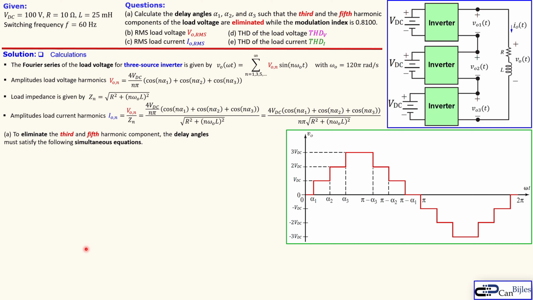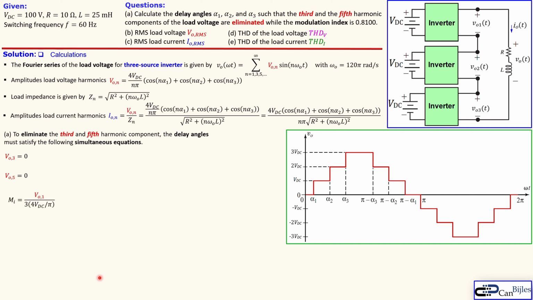But let's now also look in great detail at what we need to do for the third and the fifth harmonic component elimination. We need to eliminate those two harmonics from our load voltage and consequently from our load current. So we need to set the third harmonic of the voltage to 0 and also the fifth harmonic of our load voltage to 0. This is from this formula of the load voltage harmonics.